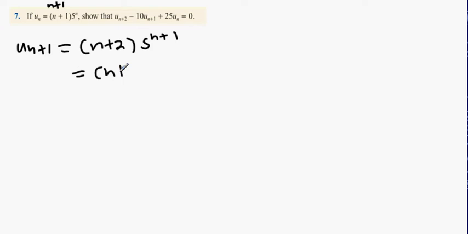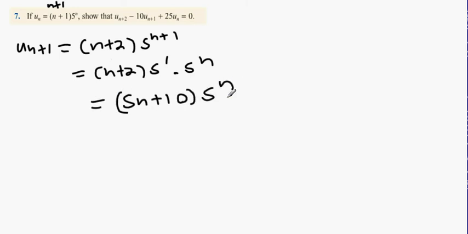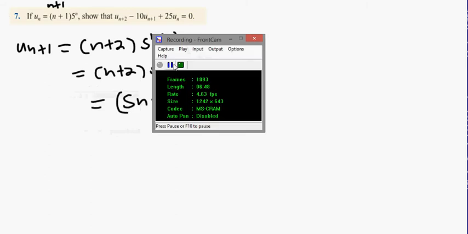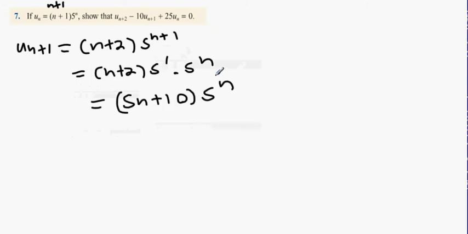Now (n plus 2) times 5 to the power of n plus 1. If you remember your laws of indices, a to the power of x plus 5, for example, equals a to the x multiplied by a to the 5. In the same way, 5 to the power of n plus 1 is going to be 5 to the power of 1 multiplied by 5 to the n. Now I can multiply 5 by n plus 2, and what I get is 5n plus 10 multiplied by 5 to the power of n. Okay, so that's (5n plus 10) times 5 to the n.